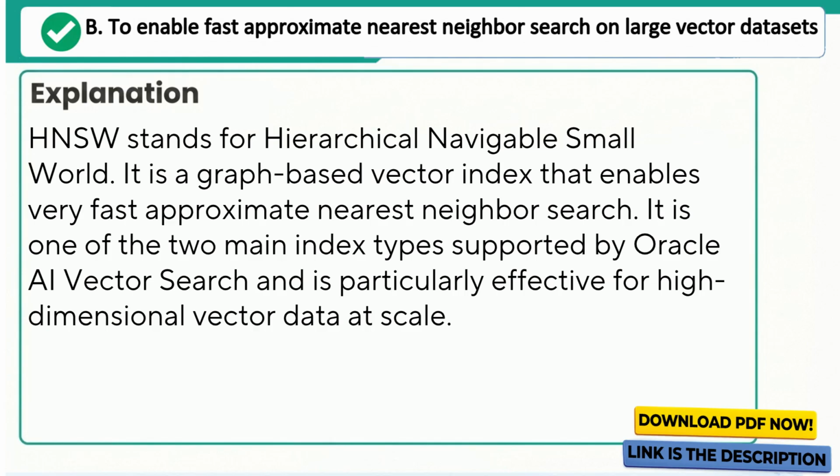Explanation. HNSW stands for Hierarchical Navigable Small World. It is a graph-based vector index that enables very fast approximate nearest neighbor search.